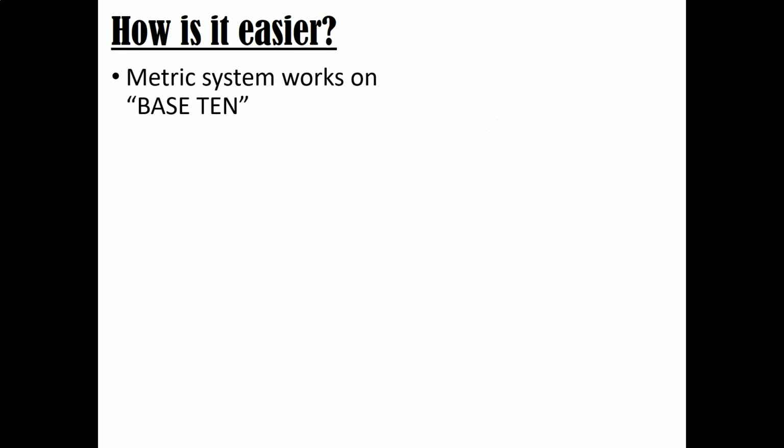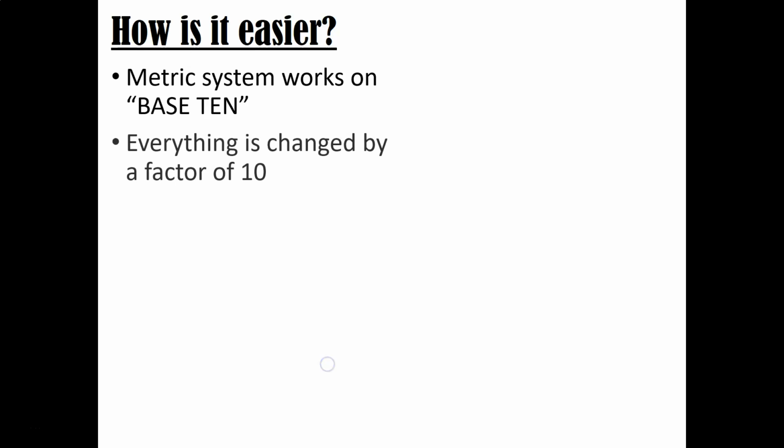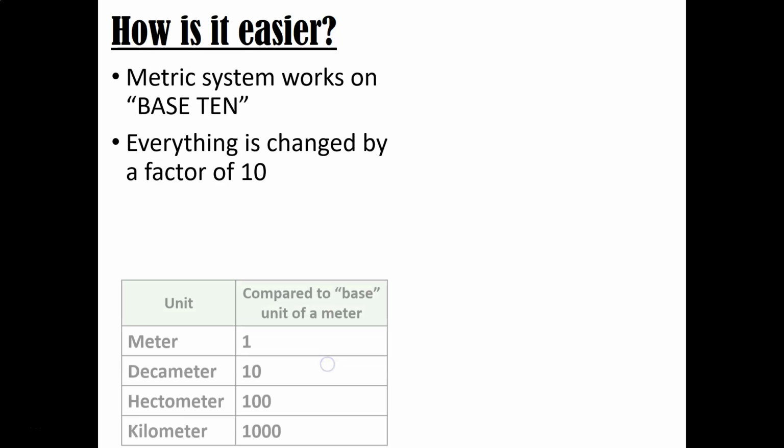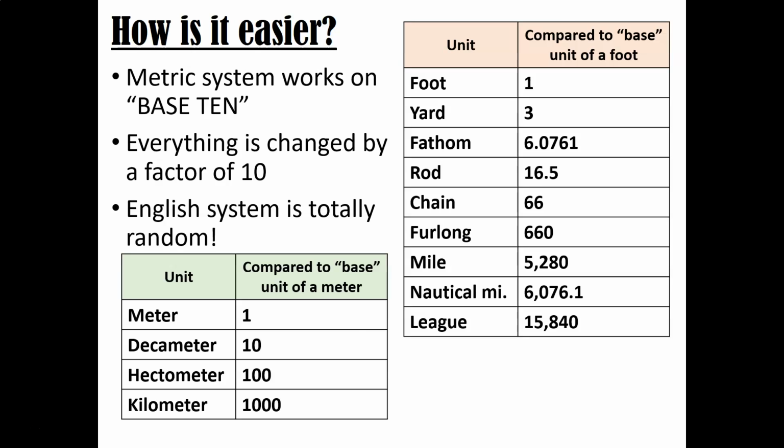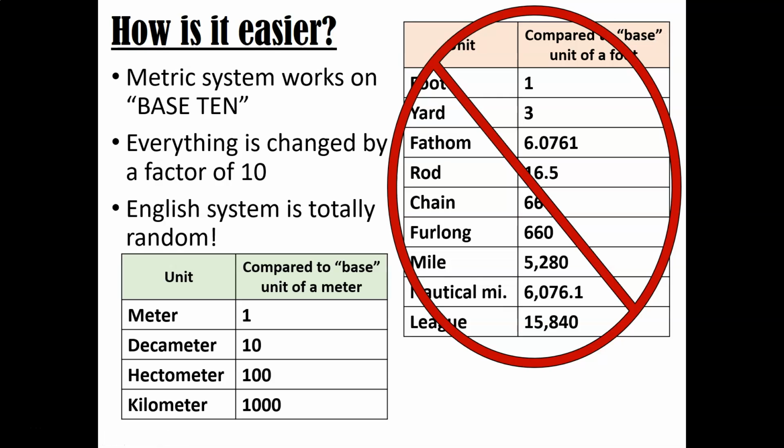Metric system works on what's called base 10. Everything is going to change by a factor of 10. Compare that to the English system, which is completely random. I don't know about you, but I do not want to have to memorize such random numbers like this. If you look at the metric system, you can see that they're just increasing or decreasing by 10 each time. And that's going to make our life much easier. So we do not want to use the English system unless we have to for some reason.